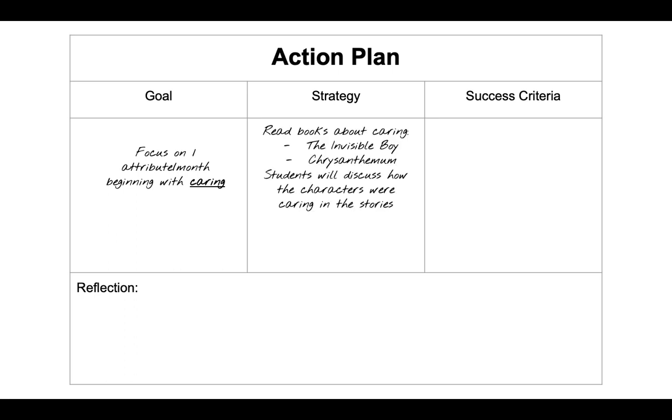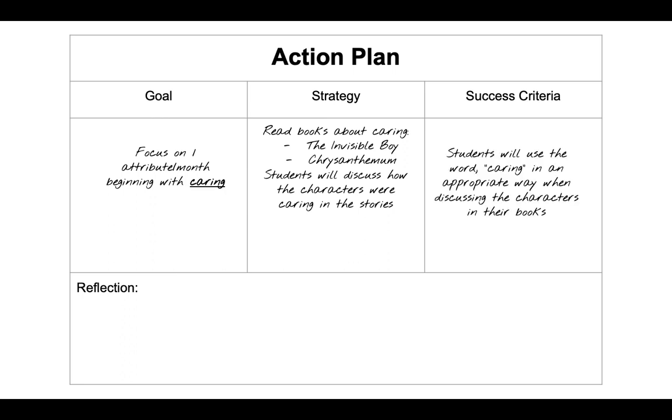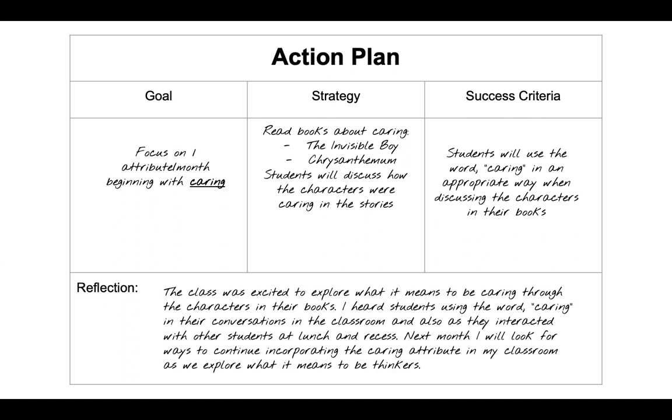In the example on your screen, this teacher is going to read books about caring, specifically The Invisible Boy and Chrysanthemum. Students will discuss how the characters were caring in the stories. Once your strategies are written down, you need to identify your success criteria. How will you know that students have learned and are appropriately using the learner profile attributes? In the example on your screen, students will use the word caring in an appropriate way when discussing the characters in their book. The last step is to reflect on the activity that you planned.